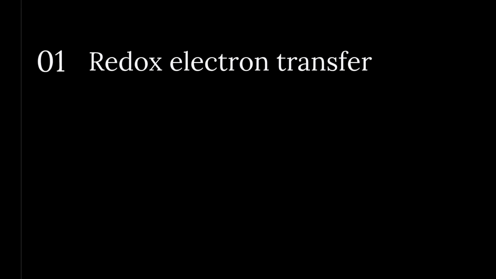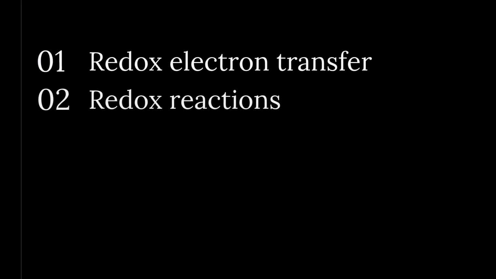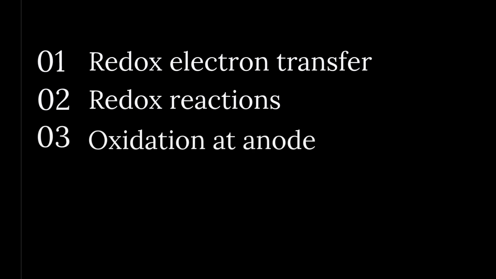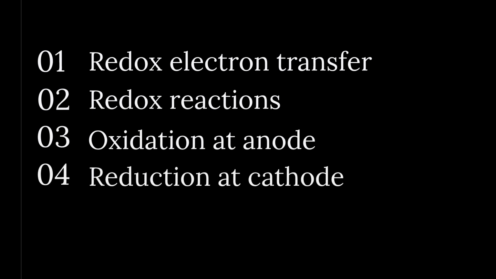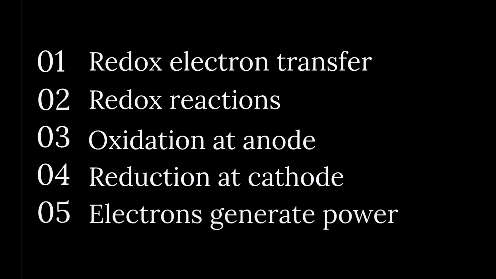Redox reactions involve electron transfer between substances. Oxidation occurs at the anode, reduction at the cathode. Electrons flow through the circuit, generating electricity. Understanding redox is crucial for electrochemical cell design. These reactions drive energy production in cells.